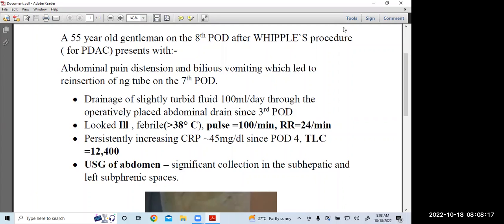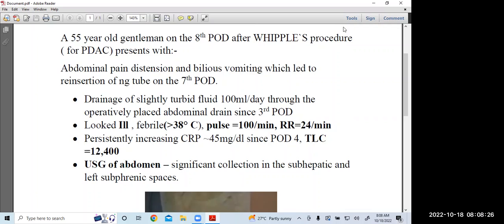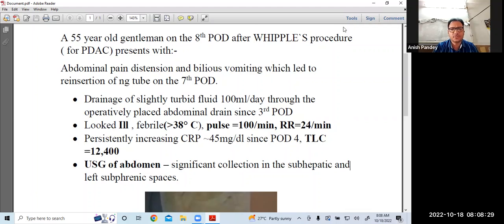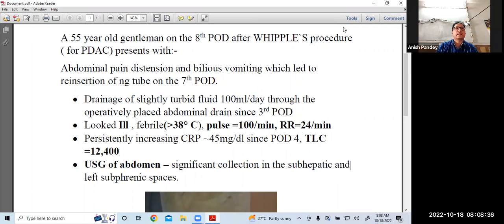Do you like to do any imaging in these patients? Yes, I want to do a CT scan of the abdomen. Sir, I will do a CT scan to look for any collection, the quantity and the site of the collection, and also we can see the position of the drain, whether it is correctly placed or not.